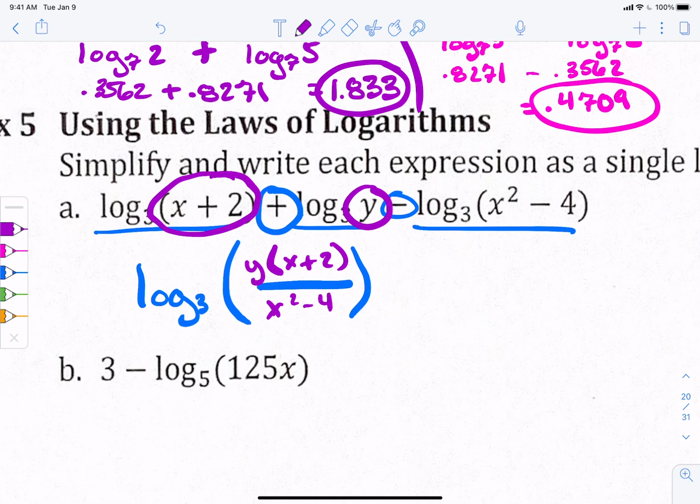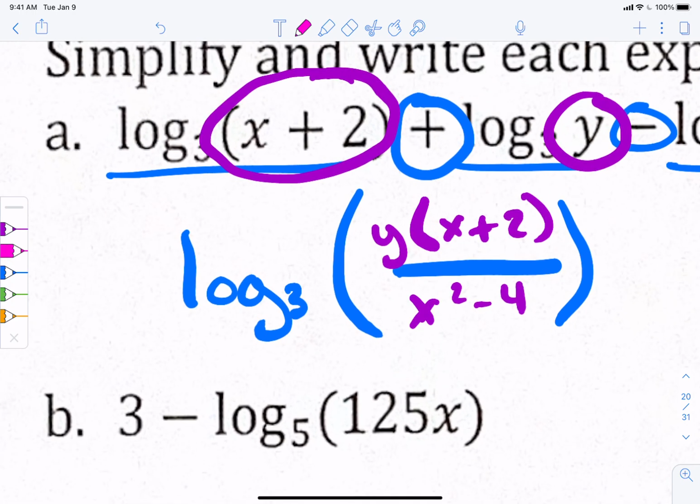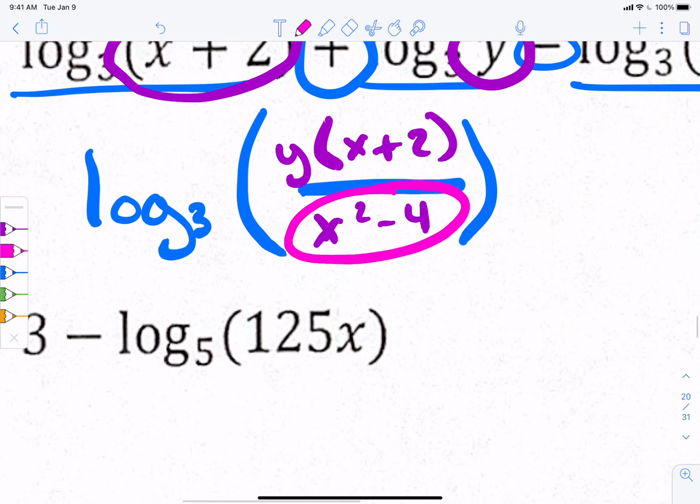Simplify and write each answer. You guys see something going on here? Anytime I see x squared minus 4, I'm like, ding, ding, ding. That's something special, right? Difference of squares. x plus 2, x minus 2, that's what a difference of squares breaks down into. We're going to break it down because the answer's really super nice then. Do you see what happens?